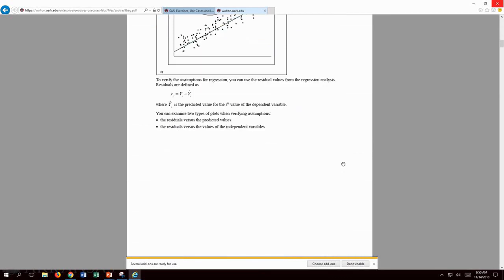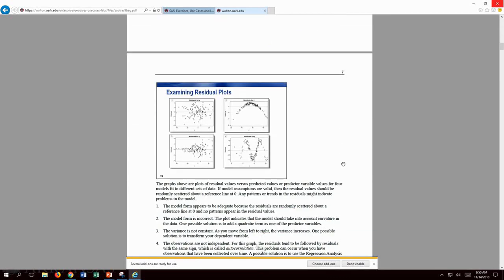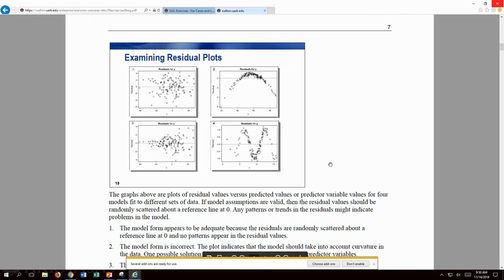So, verifying your assumptions. Looking at your residual plots, if you're looking at your residuals by your predicted values, this is kind of what you're looking for. And it really does most of the stuff. So here, this first model, a little bigger for you, this is what you're looking for. Your residuals by your predicted values, there's no pattern, and that's a good thing.